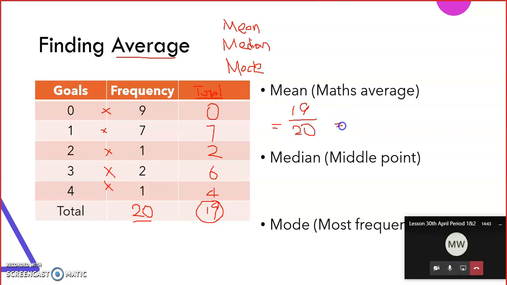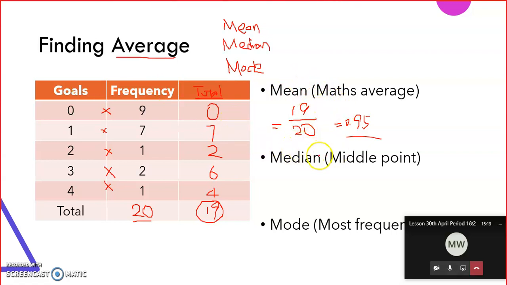In this case, if you go to decimals, you get 0.95. So it's very close to 1. What it tells me is that on average, this guy is scoring roughly 1 goal per match, which is really good considering it's not so easy to score in soccer. Okay, so this is for the mean.